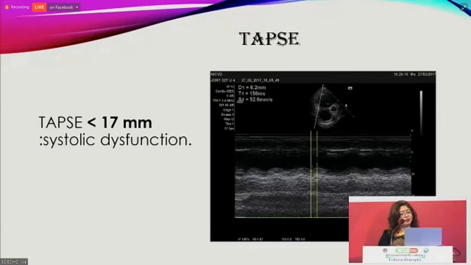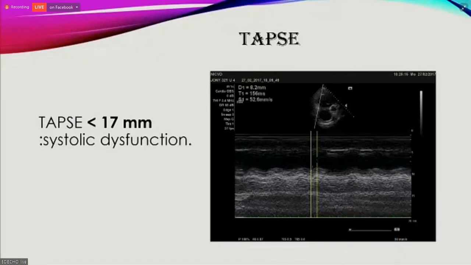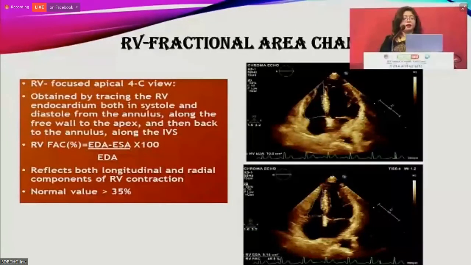Less than 17 millimeter is considered to be abnormal. Then comes the FAC, or fractional area change. It is obtained by tracing the RV in systole and diastole. It starts from the annulus, then along the free wall to the apex, then back to the annulus along the interatrial septum. More than 35% is normal.